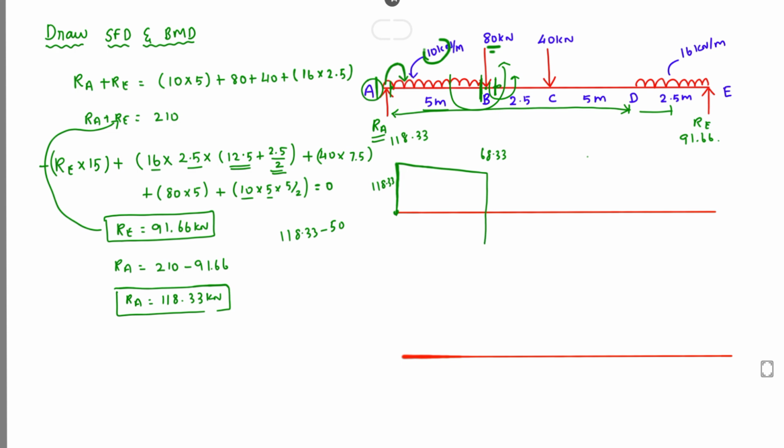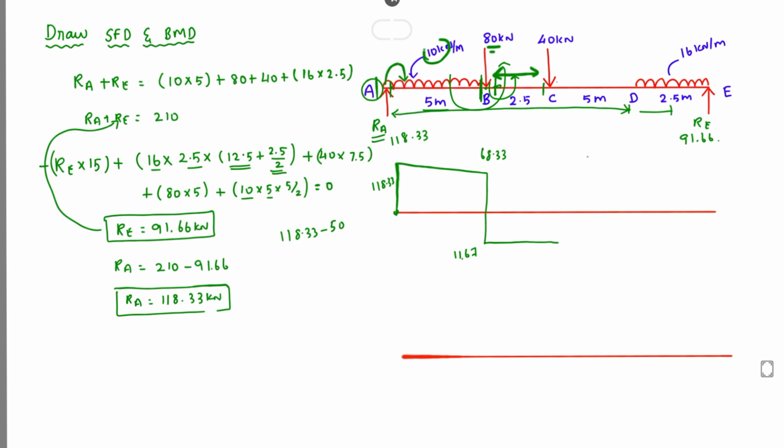Okay, minus 11.67. Next, we can take C at the left side. There are no forces in between the 80 kilonewton and 40 kilonewton, so this 11.67 is maintained till the C distance. Okay, C left side distance.